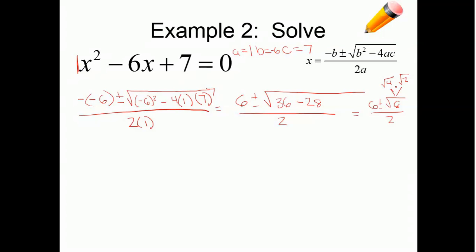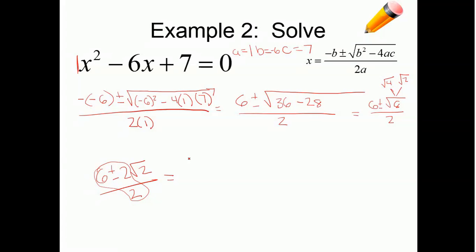Well, 8, that can break down, square root of 4, square root of 2, kind of like we've been doing with completing the square and everything. So square root of 4 is just 2. So this is 6 plus or minus 2 square roots of 2 all over 2. That is my answer. But now notice how these numbers on the outside of my square root can simplify down. You are going to want to make sure you check for that.